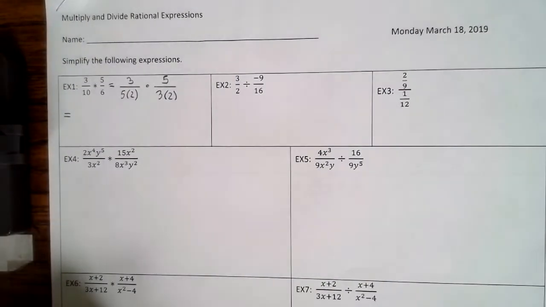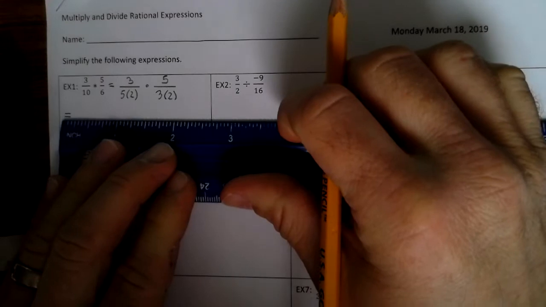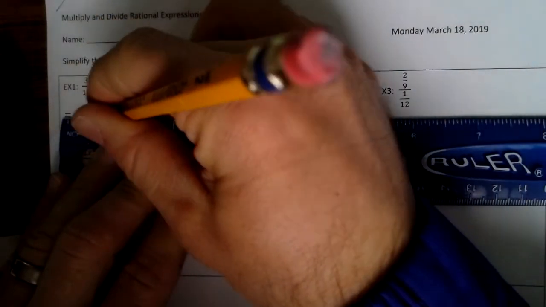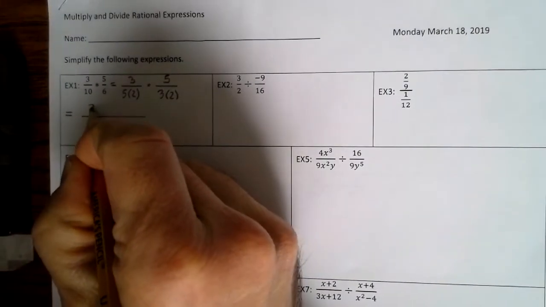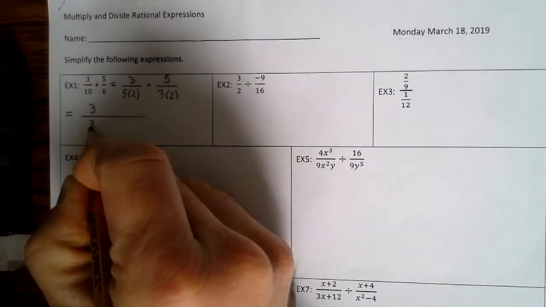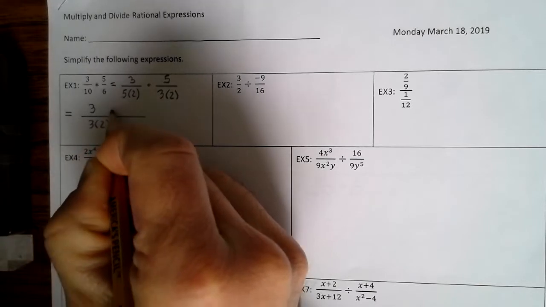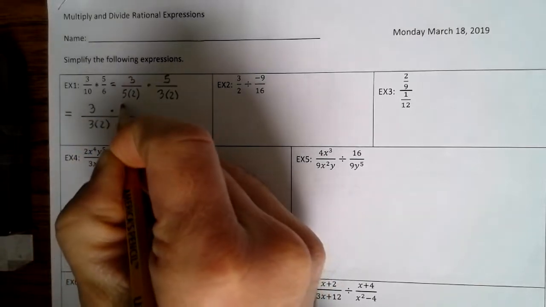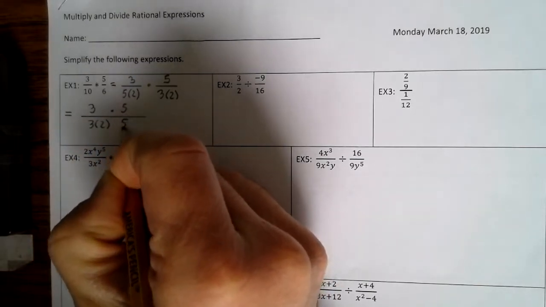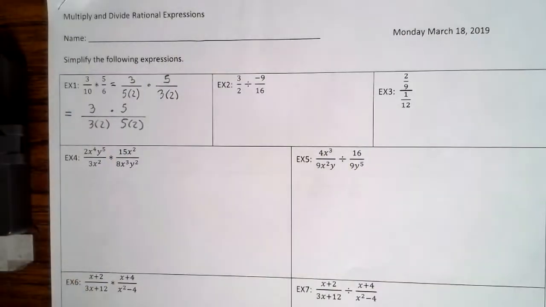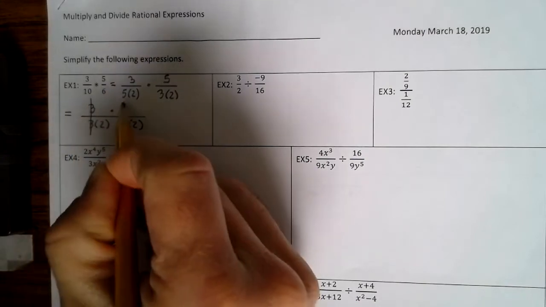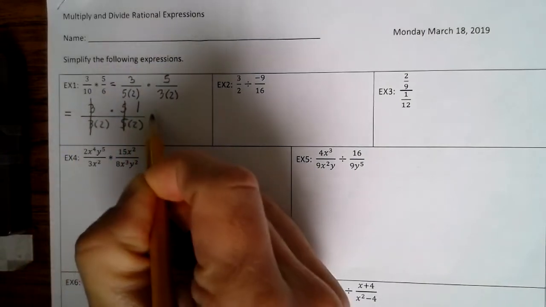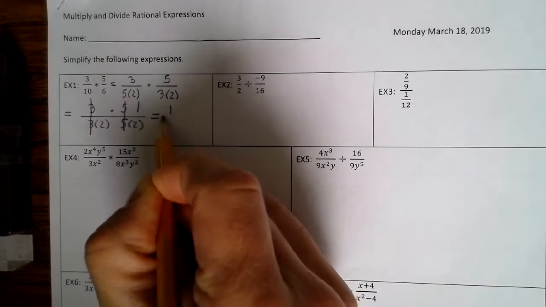10 can be written as 5 times 2, and 6 can be rewritten as 3 times 2. Okay. Now, why this is important is for this. We can write the 3 here and the 3 times 2 here, and we can write the 5 here and the 5 times 2 here. And the reason we do that is because 3 divided by 3 is 1, 5 divided by 5 is 1. So you have a 1 in the numerator. So 1, and then 2 times 2 is 4.